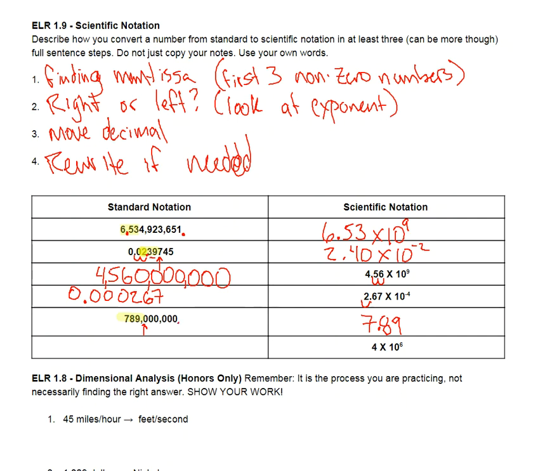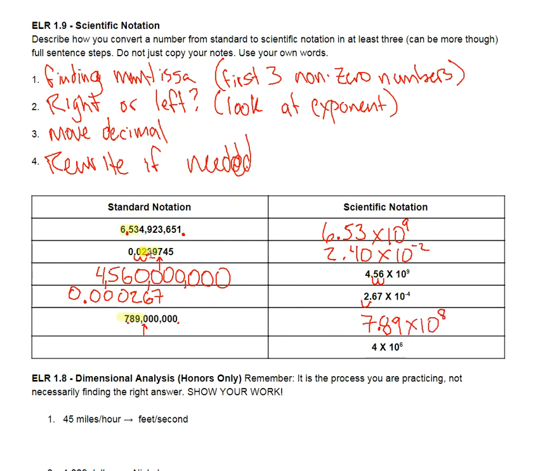So I had to move from here at the end to in between the 7 and the 8. That's 1, 2, 3, 4, 5, 6, 7, 8 spots that it had to go. It's a positive exponent because it's a big number. Whoops, I just totally messed up. I forgot my base. So times 10 to the 8th.